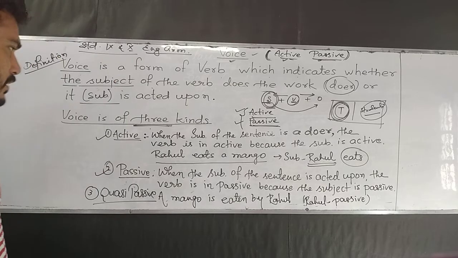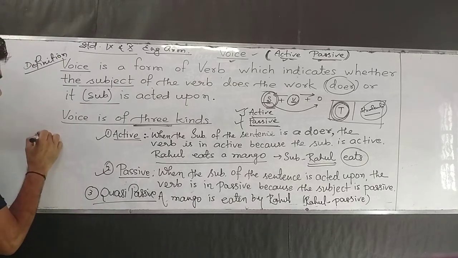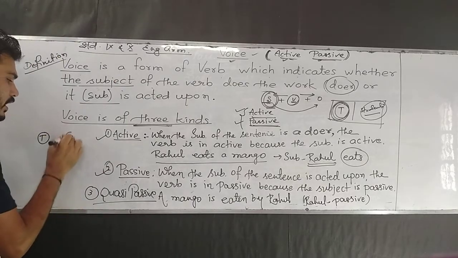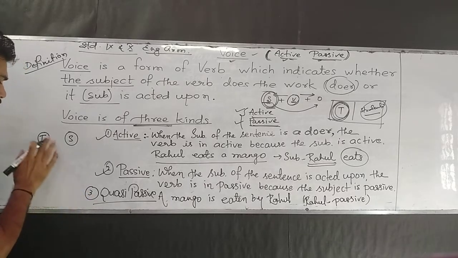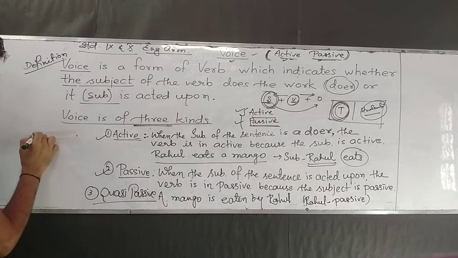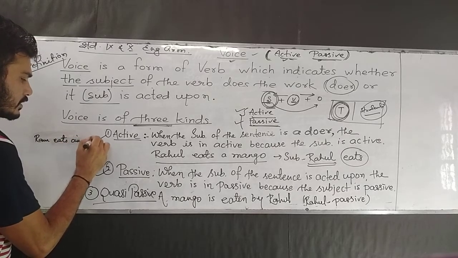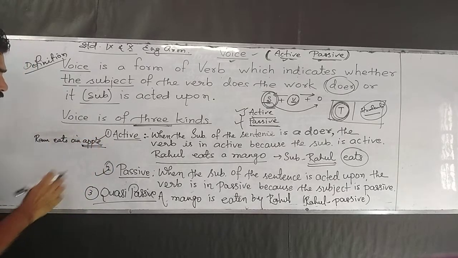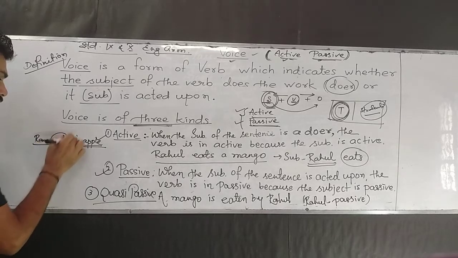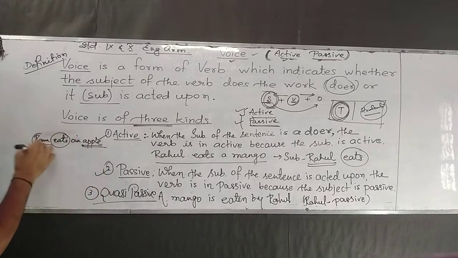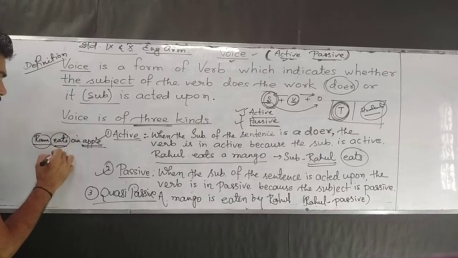So here there might be confusion as the teacher and student both are living. I'm just taking one more example. Ram eats an apple. The apple is a non-living thing and Ram is a boy, eating. So Ram can do the work. Here eating, khane ka kaam. Who is doing it? Ram. That's why the verb is active.